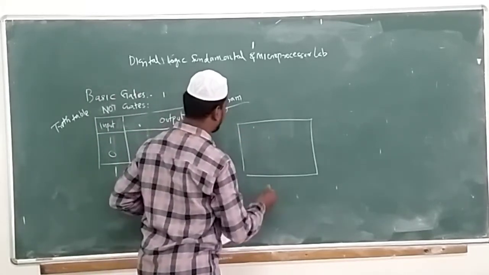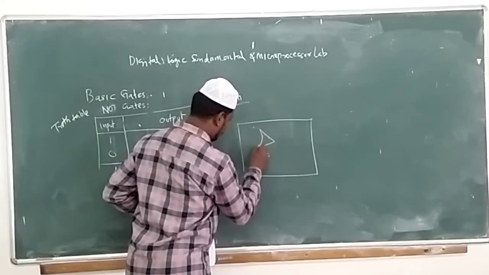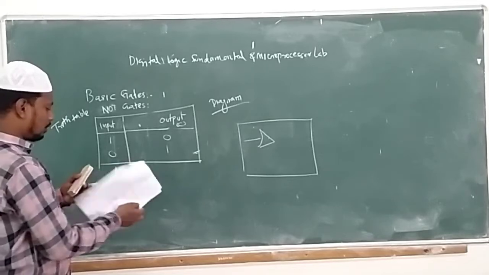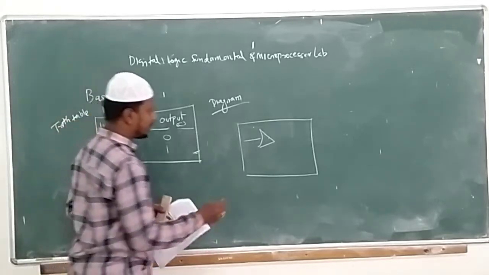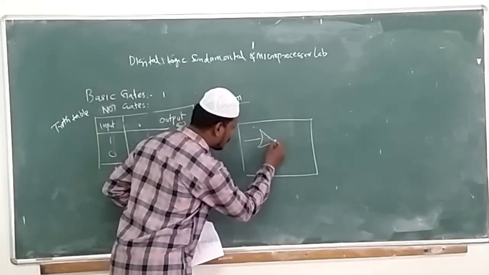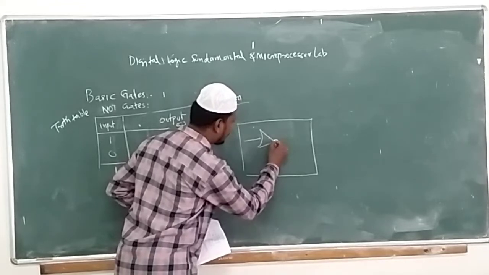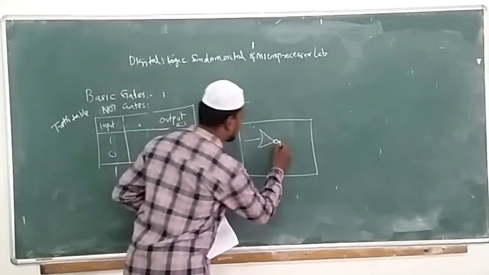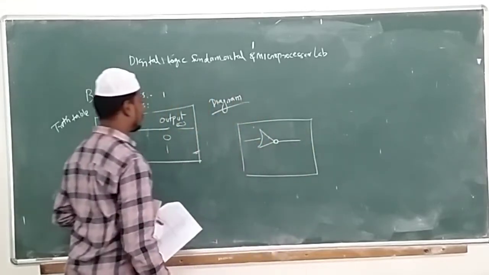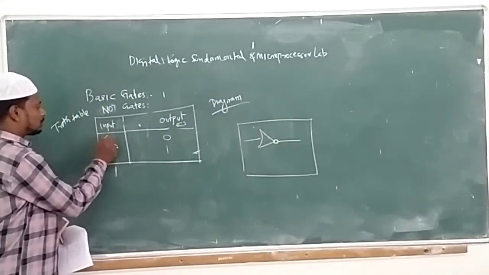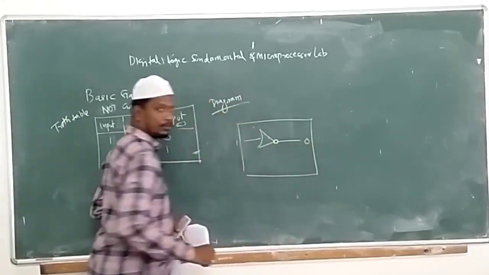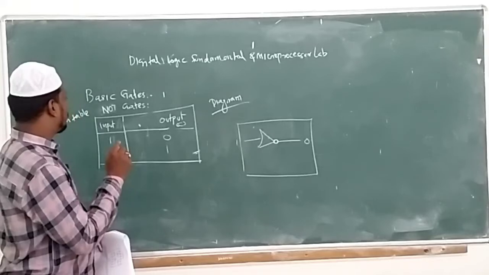For example, I will draw the diagram of the gate. Same as the OR gate, you can use the NOT. Okay. So this is the NOT. So the output will be displayed. You can understand that the input value is 1 and the output will be 0. So this is the NOT gate.